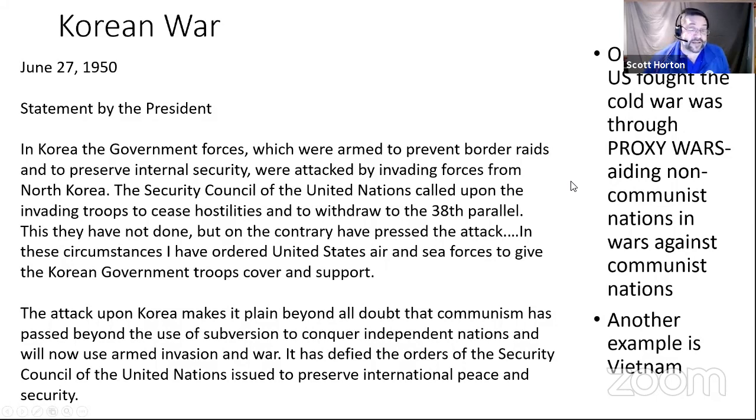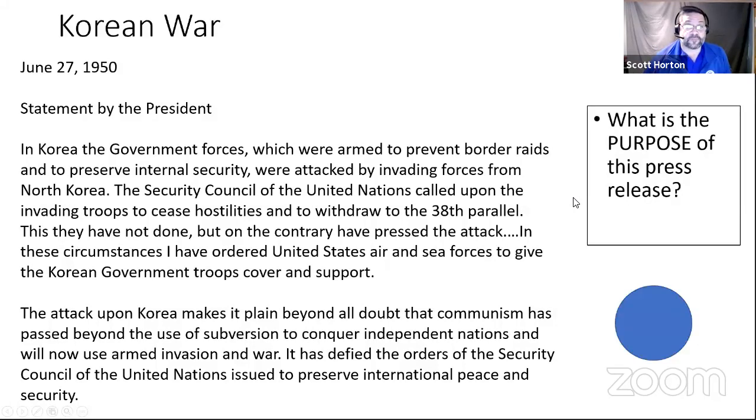American forces fighting in countries against communist powers, but not fighting against the Soviet Union. So this is a press release from President Truman about Korea as the Korean War gets started. So let's think about, again, the purpose. What is the purpose of this press release? Let's start the timer now.